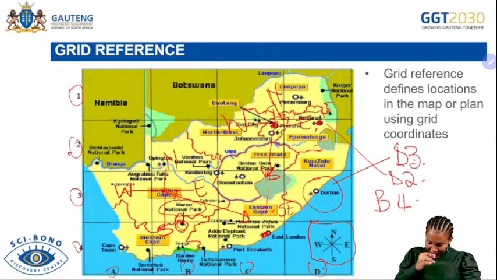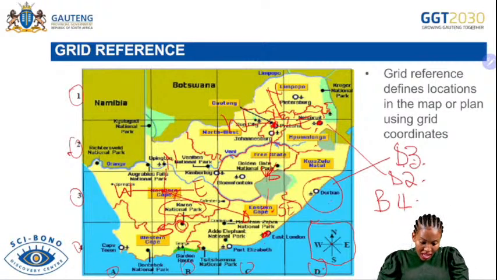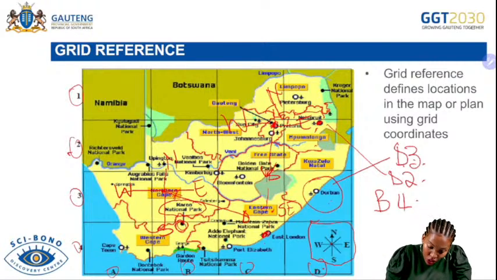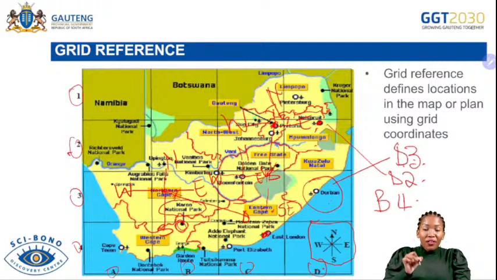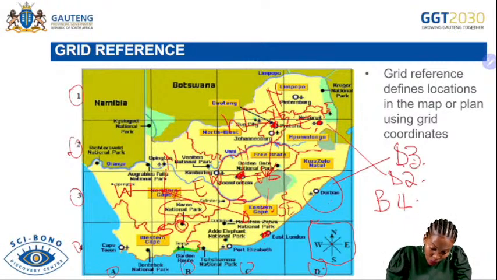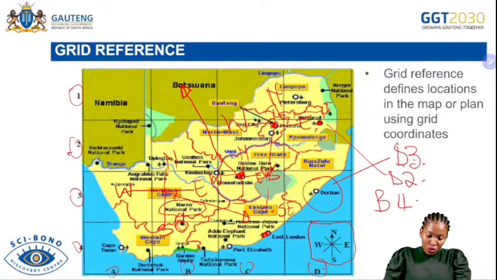Let me do another example. Give the general direction of Botswana from Bloemfontein. The fact that they say from Bloemfontein means you position your compass direction in Bloemfontein. It is north, east, south, and west. And then where is Botswana? There is Botswana. So the general direction of Botswana is the northwest of Bloemfontein.